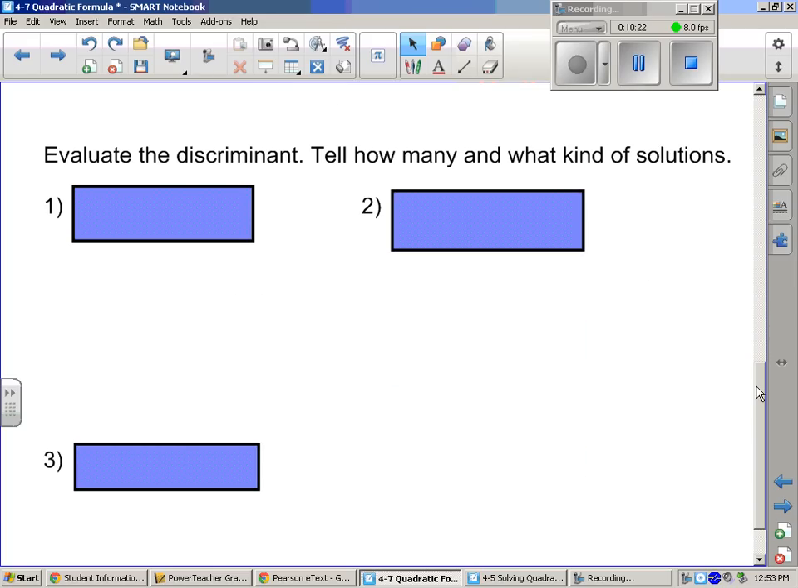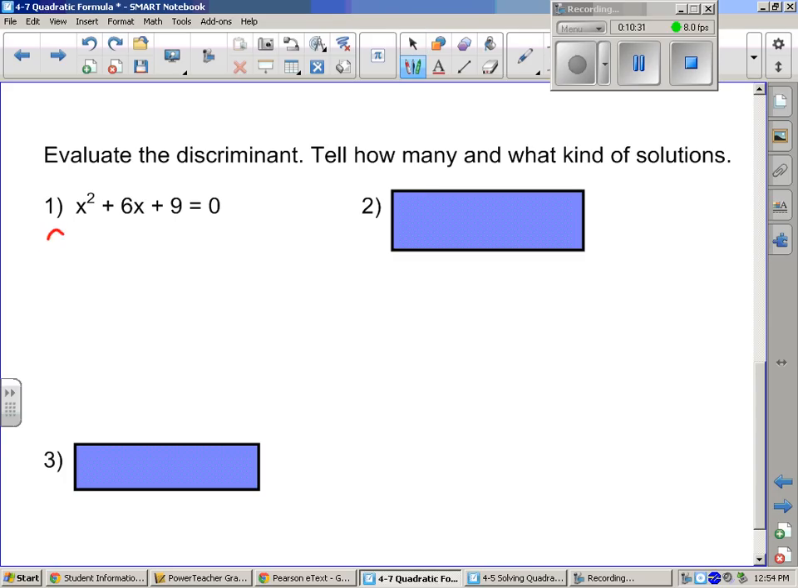Right. So here's how these problems look. They just will say evaluate the discriminant, because we want to know how many and what kind of solutions our problems have. So my A is 1, my B is 6, my C is 9. And remember, the discriminant is just B squared minus 4AC. So we'll plug them in.